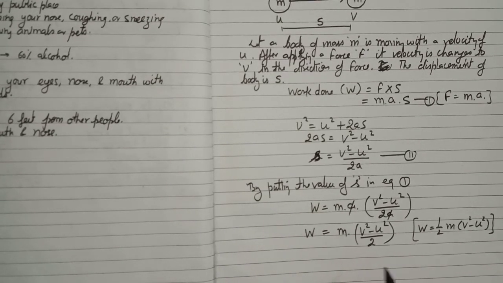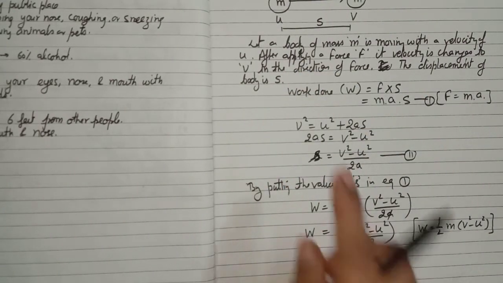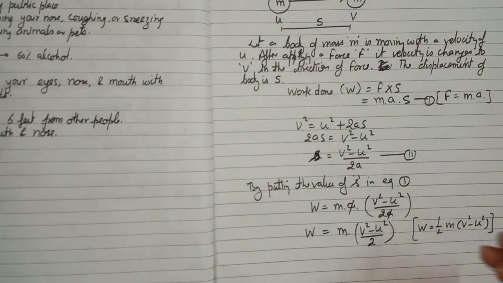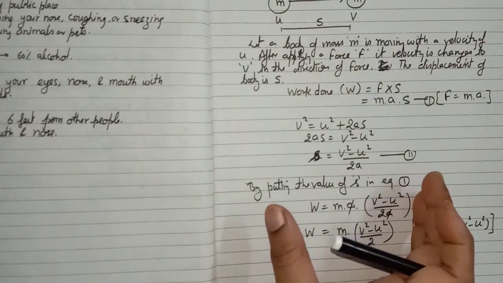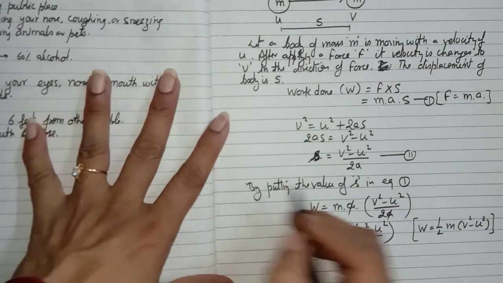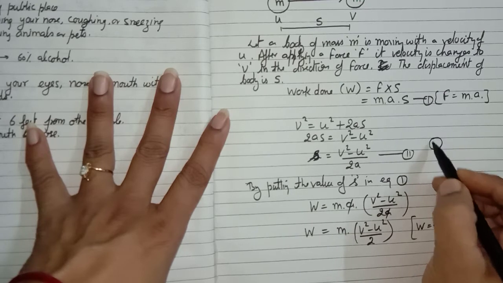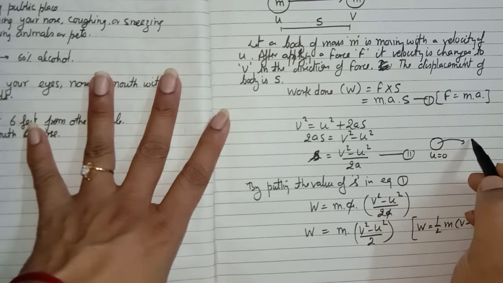Okay, what will happen if a body starts from rest? It means the body has an initial velocity of u is equal to 0. Just imagine a body starts from rest and you do some work on it, and this work is stored in the form of energy in this body. If you are doing some work on it, this work is actually stored in the form of energy in it.